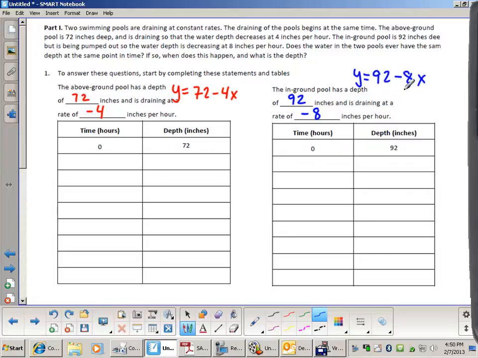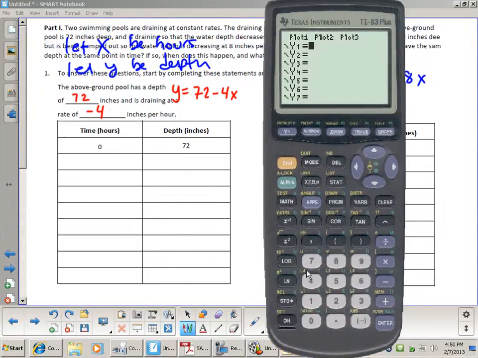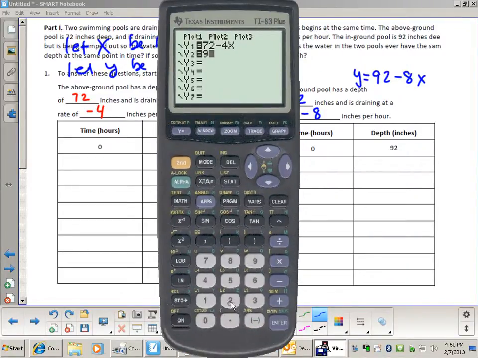So in this case, X is going to stand for hours, Y is going to stand for depth. So X be hours, and we're going to let Y be depth. So let's actually get this into an equation. Now I'm not going to do a table. I'm not going to do this by hand. I'm going to use the technology I have available to me. So here's the two equations. The red equation, 72 minus 4 for every hour. The blue equation, 92 subtract 8 for every hour. So let's go to our table and let's check it out.